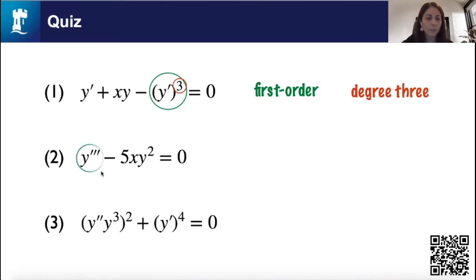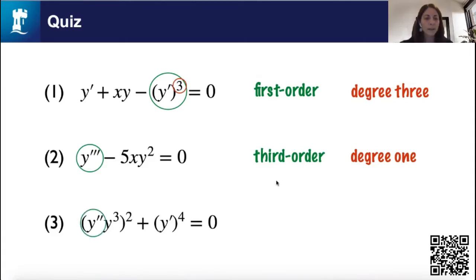In the second example, we have the third derivative being the highest, so it's a third order ODE. This is raised to the power of 1, so the degree is 1. And in the third equation, we have the second derivative being the highest derivative that appears, and this is raised to the power of 2, so the degree here is 2.